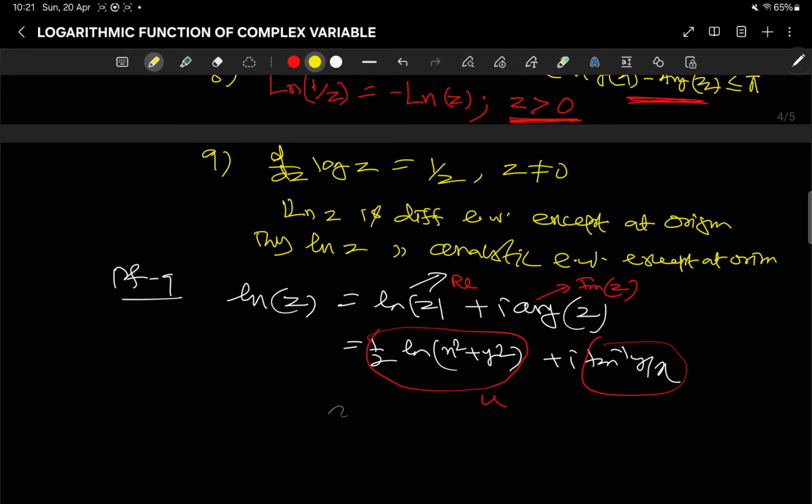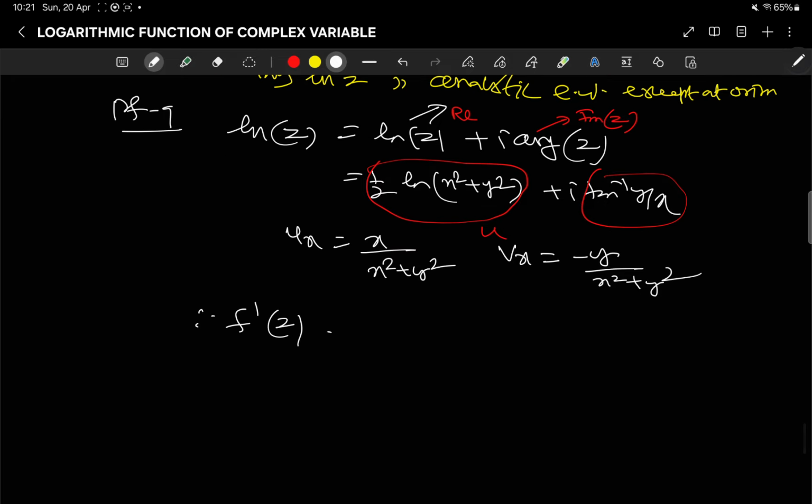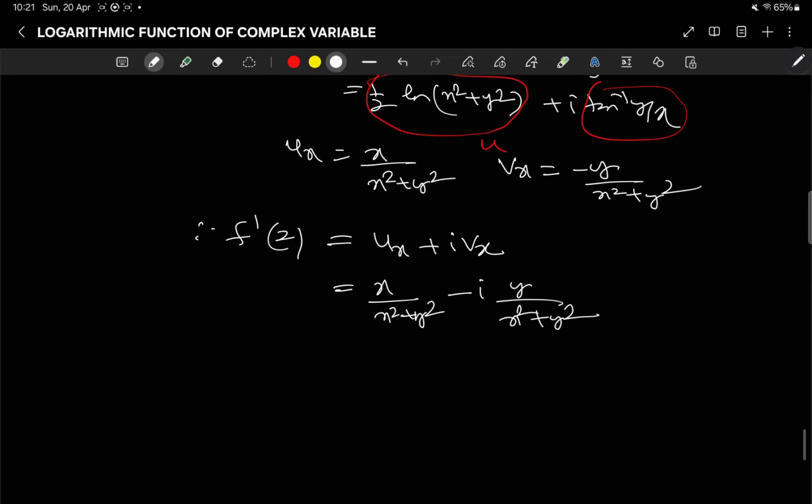I find my ux. What is my ux? My ux is equal to x by x square plus y square. And what is my vx? Vx is minus y by x square plus y square. So what is f dash z? F dash z is equal to ux plus i vx, as we discussed during the proof of the necessary part of the Cauchy-Riemann equations. So that is x by x square plus y square minus i y by x square plus y square, which equals x minus i y by x square plus y square.